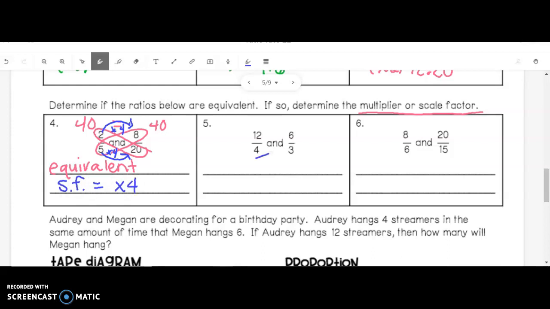Okay, our next one, we're going to cross multiply. I get 24, 4 times 6, 3 times 12, 36. Those are not equal.